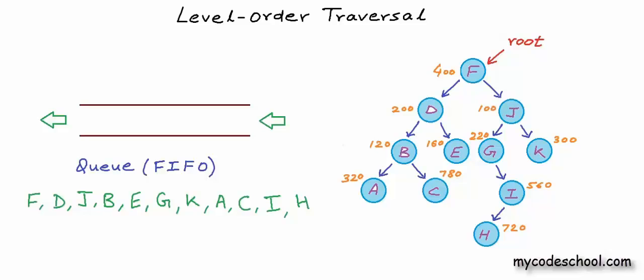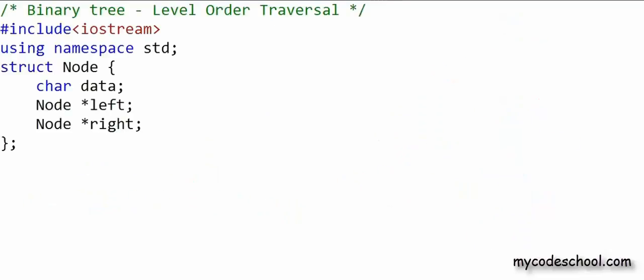Let's now write code for this algorithm. I'm going to write C++ here. This is how I'm defining node for my binary tree. I have a structure here with 3 fields, one to store data, and the data type is character this time, because in the example tree that we were showing earlier, data type was character. And we have 2 more fields that are pointers to node, one to store the address of left child and another to store the address of right child.